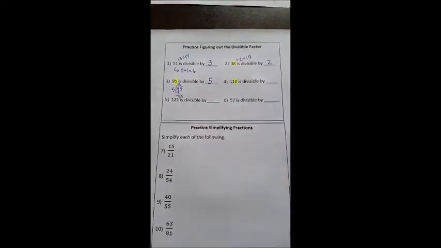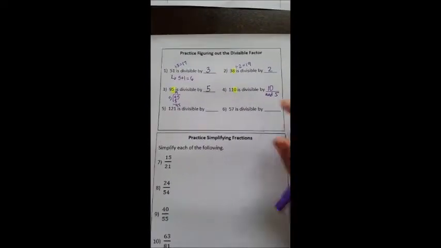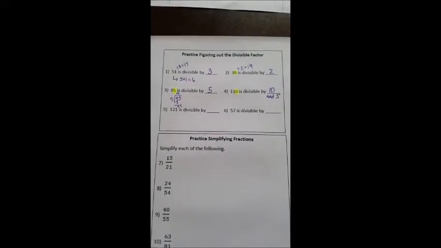And then on number 4, it ends in a 0. So what'd you get for this one? Well, technically, it's divisible by 10 and 5. And if we were going to simplify something, we'd want to check to see what the other number ends in to see which of those two numbers we'd want to do.